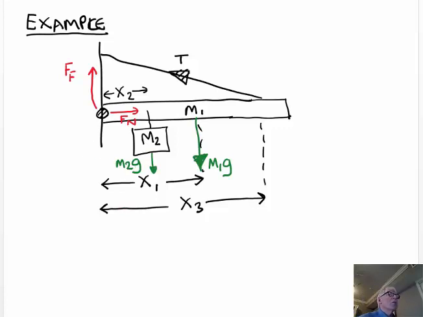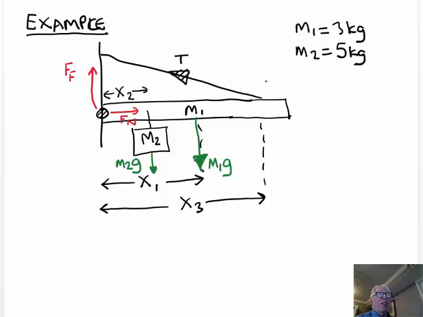Because it's an example, let's put down some numbers here. I'm going to go back to the example I used in this lab. So M1 was equal to 3 kilograms. So the ruler, the beam, is 3 kilograms. And M2, this is the mass that's added. Let's make that 5 kilograms.